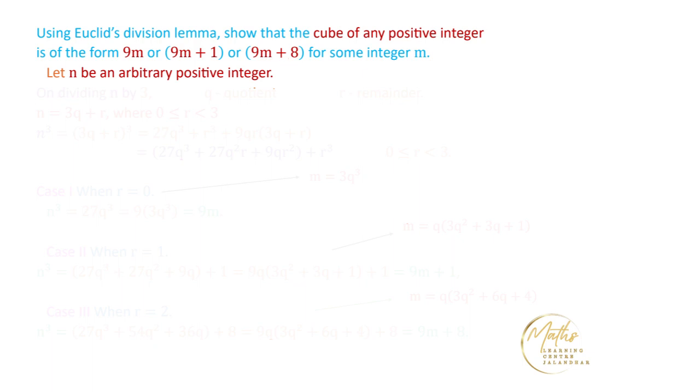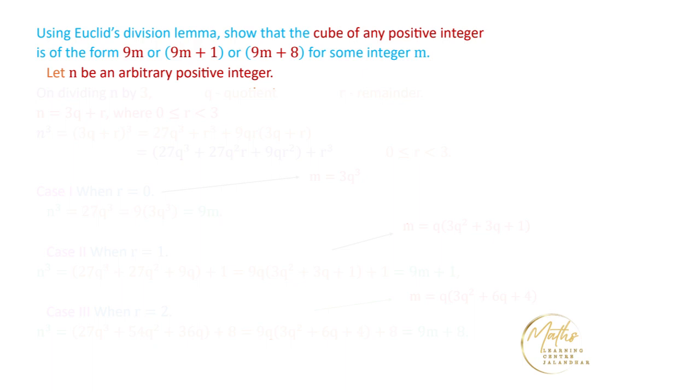So it seems like we should use the divisibility by 9, but in this question we are interested in the cube of any positive integer. We will see in this proof that if we consider the divisibility with 3, it will be sufficient. I am again explaining this: the terms are 9m, 9m plus 1 and 9m plus 8, so it seems like we should check the divisibility with respect to 9.